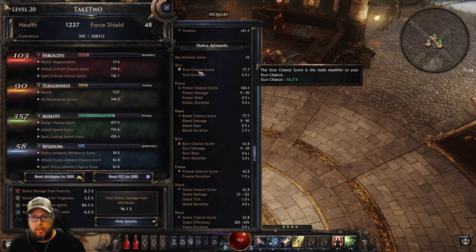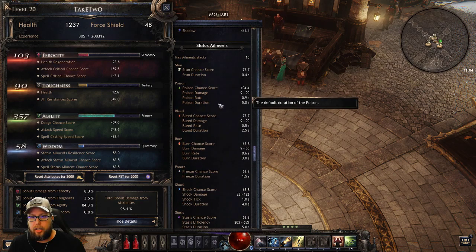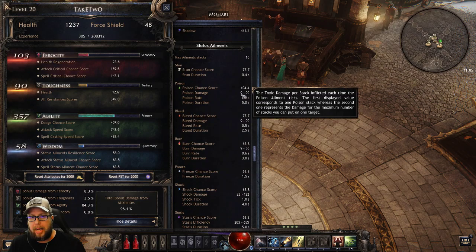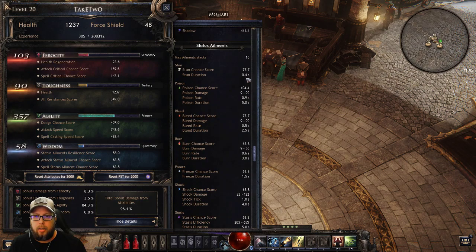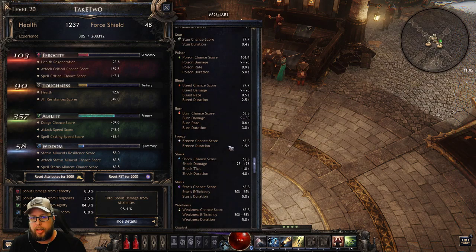Your status elements is a good place to look if you need to know how long the poison duration is, and what your max damage can be, depending on the stack. Right now, obviously, you could tell I'm capped at the 10 because my stack starts at 9, goes to 90. 9 times 10 is 90. It's a real easy way to look at it right now, right? You want to see what the duration of those are, like for stun, 0.4 seconds.